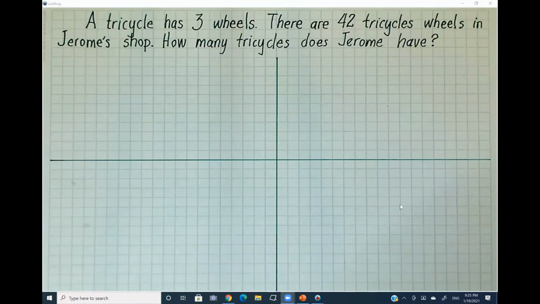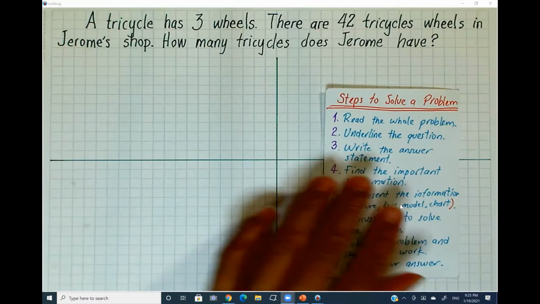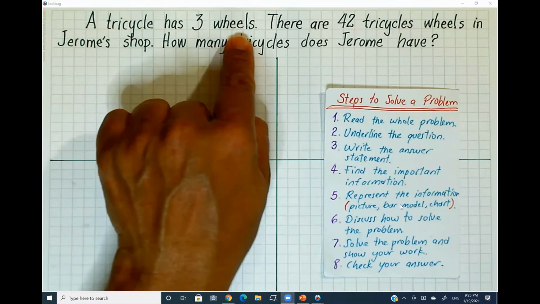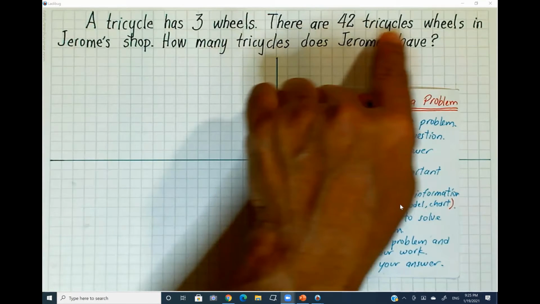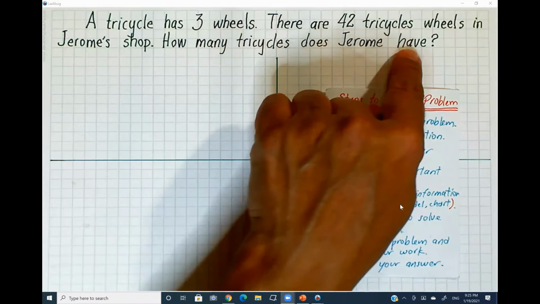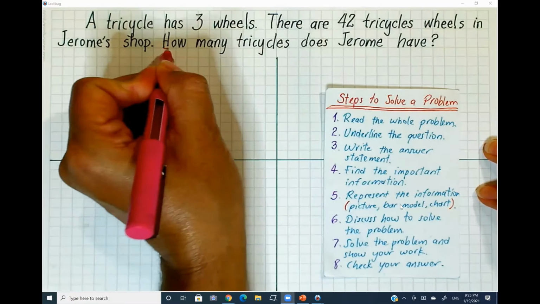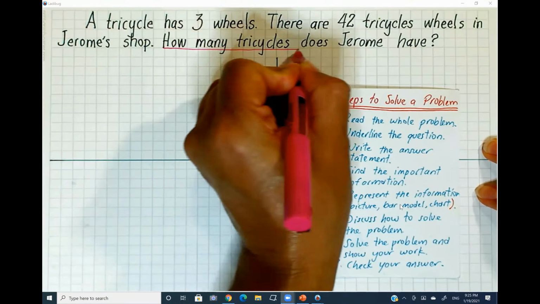Let's solve another problem following the same steps. So first, read the problem. A tricycle has 3 wheels. There are 42 tricycle wheels in Jerome's shop. How many tricycles does Jerome have? The next step is underline the question. How many tricycles does Jerome have?